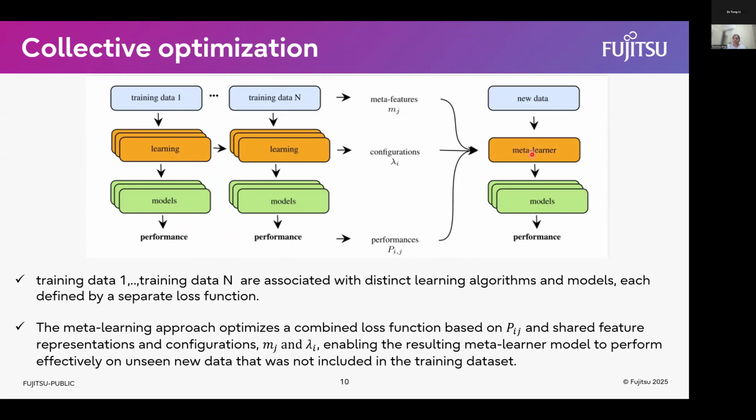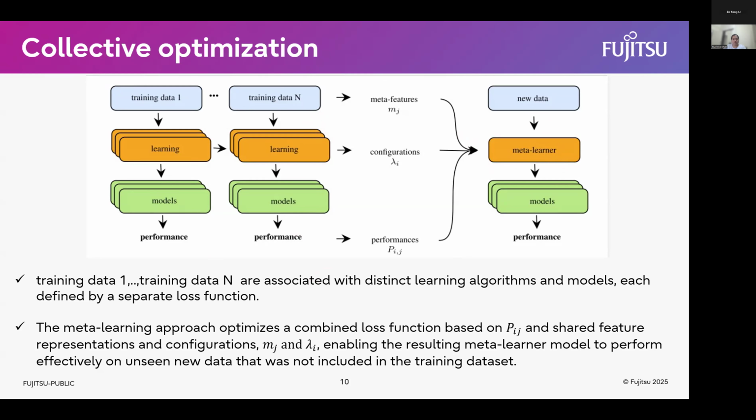As a result, what we expect is that we will get a meta learner which will be able to predict on new data which is not present in any of my training data samples. So we have used this idea in order to prepare the Gibbs state of a parameterized Hamiltonian.